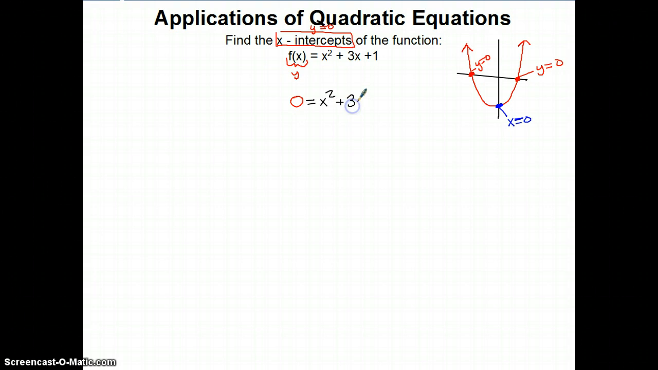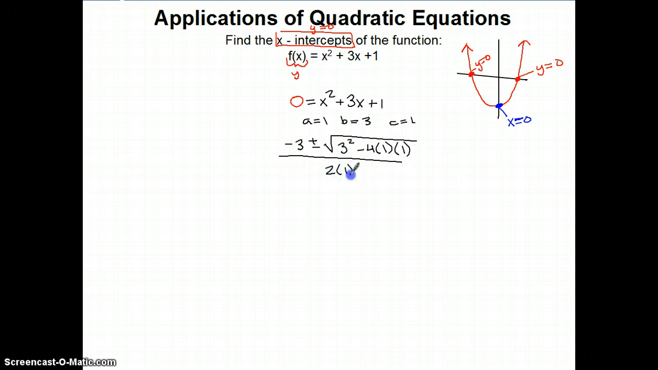So from here you have a few options. You can factor if possible, or use the quadratic formula. Since this is not factorable, I'm going to go ahead and use the quadratic formula, where a is 1, b is 3, and c is also 1. I have negative b, so negative 3 plus or minus the square root of b, which is 3 squared, minus 4 times a, which is 1, times c, which is 1, all over 2 times a, which is 1.